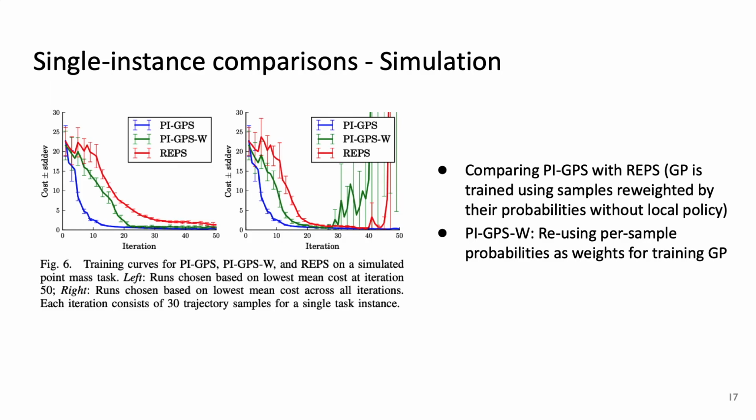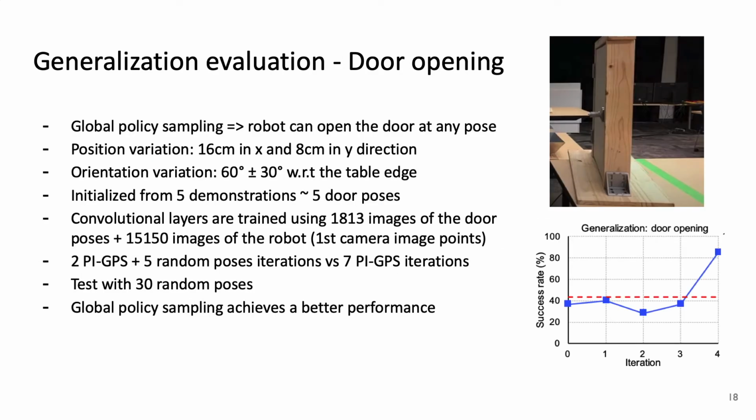Finally, the paper shows the evaluation of the generalization performance of guided policy search with PI-squared on randomized instances, so as to determine the degree to which global policy sampling improves generalization. When applying global policy sampling in the door task, the model aims to teach the robot to open the door placed at any position inside the training area. The final policy is able to open the door in 93.3% of the test instances.